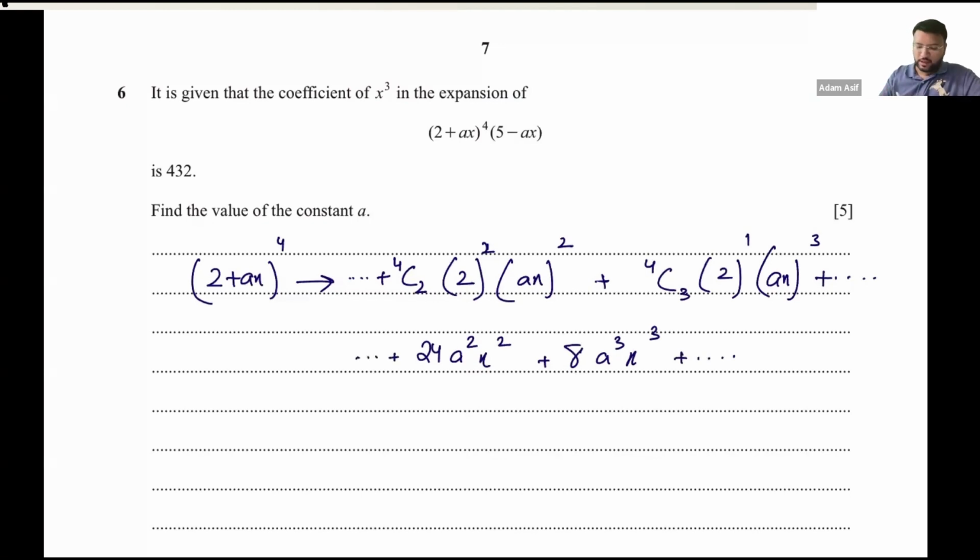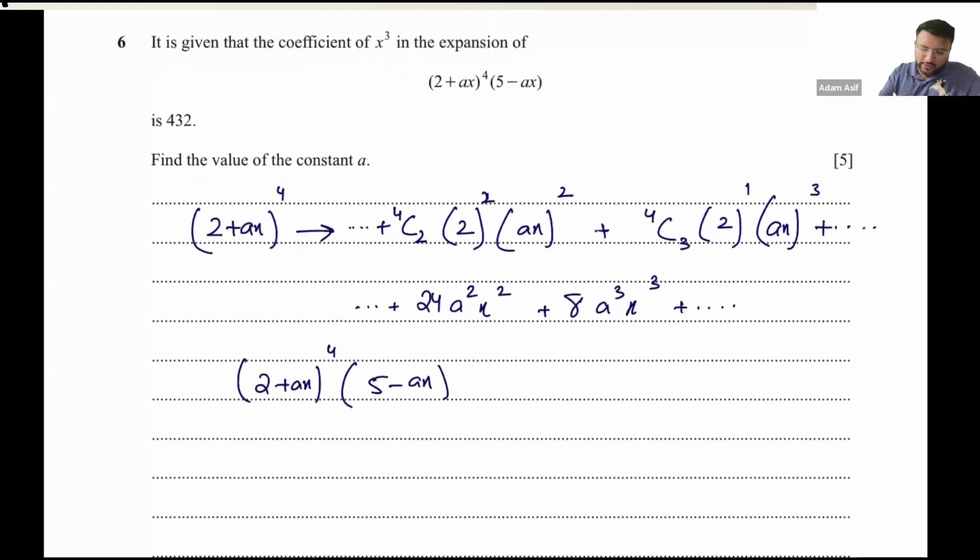Clear? Now we need the coefficient of x cube after multiplying these two. So if (2 plus ax) to the power of 4 times (5 minus ax) is being multiplied, then the terms of (2 plus ax) to the power 4 are 24a square x square plus 8a cube x cube, and here that's 5 minus ax.